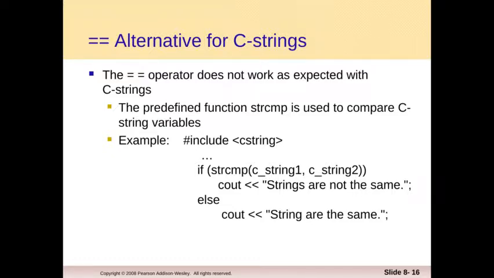And this is a function that returns a value, and that value indicates whether the C string that I'm passing as the first argument is less than the second one, whether they are equal, or whether the first one is larger than the second one. It returns a negative value, a 0, or a positive value, depending on that. What it really does is subtract the second string character by character from the first one.